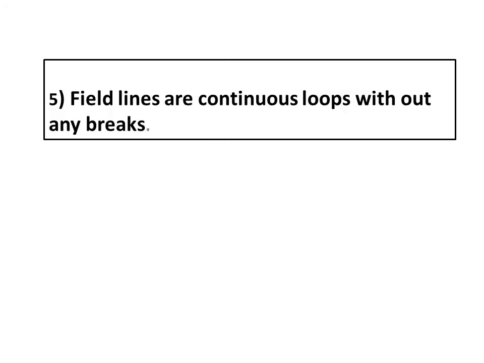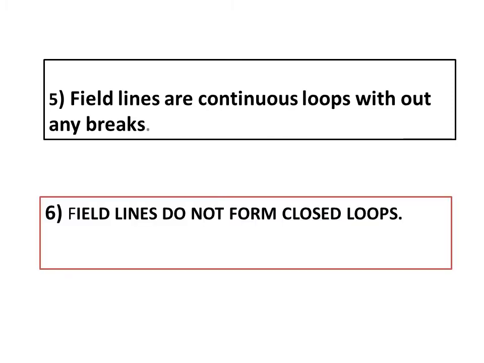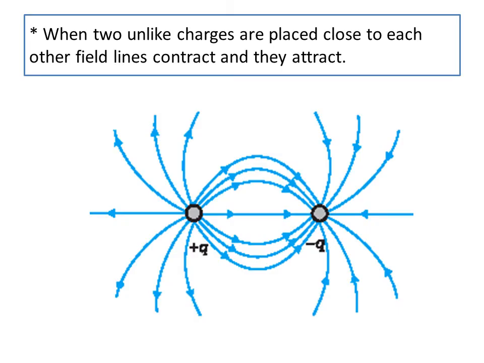Fifth property is, field lines are continuous curves without any breaks. Field lines do not form closed loops. Another point to remember is that when two unlike charges are placed close to each other, the field lines contract and the two charges attract each other.